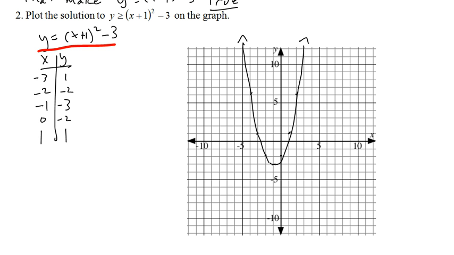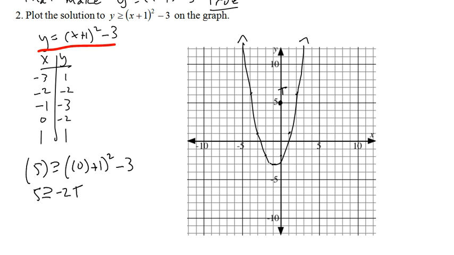So there's all the values of x and y that make y equals (x + 1) squared minus 3 true. And now we need to find out where the greater part is. So we just need to test a couple of points. Let's test (0, 5). So that gives me 5 is greater than or equal to -2, and that is true.